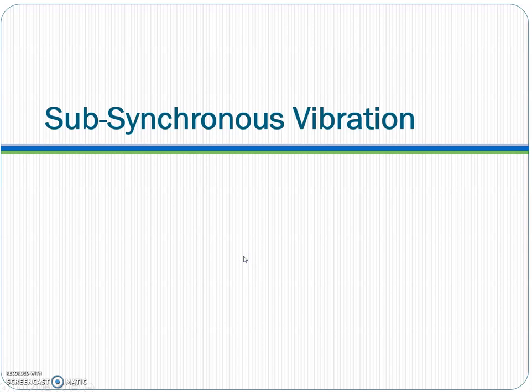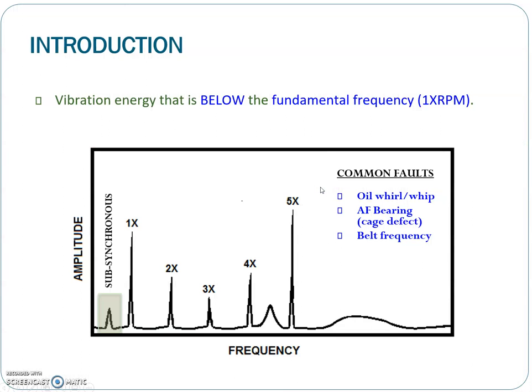Our next topic is to look into machinery faults that are associated with subsynchronous vibration. When we say subsynchronous vibrations, it usually refers to the vibration energy that is below the fundamental frequency, or below 1 time RPM. So it could be 0.4 times RPM, 0.5 times RPM, 0.8 times RPM, or any frequency components that appear in this particular region.